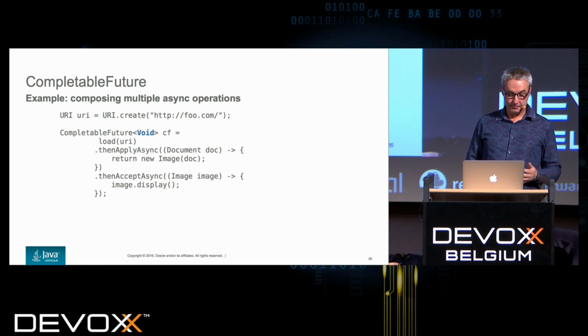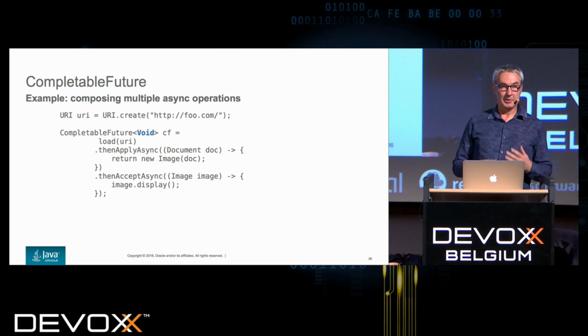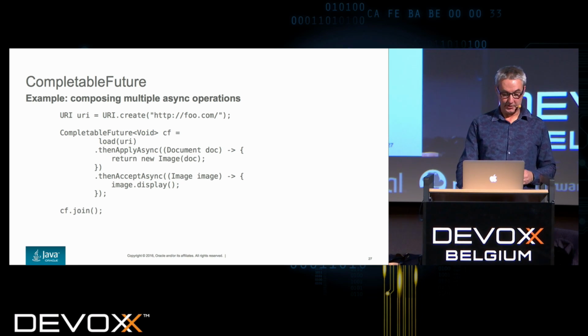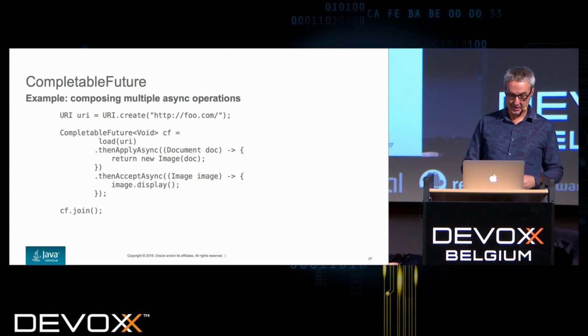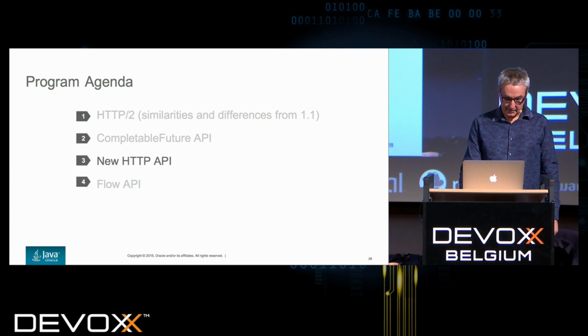At the end of all this, let's say we call cf.join, which is very similar to the get method. If that doesn't throw an exception, it means that all three of those stages succeeded. If any one of them threw an exception, then that join method would throw an exception, and you could query it to see what the actual exception was. So with that brief introduction to CompletableFuture, I'll go on to the HTTP API itself.